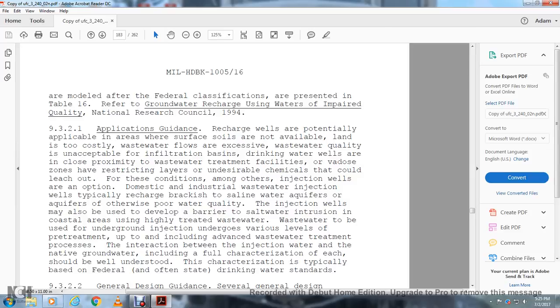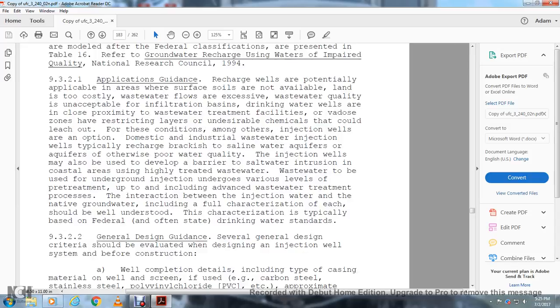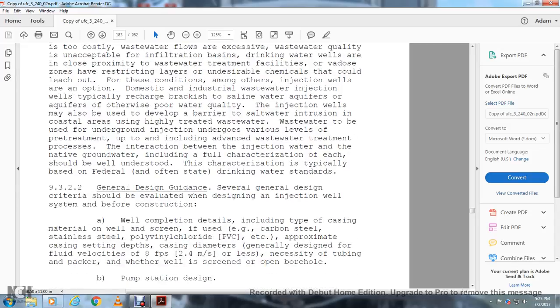Interaction between the injection water and the native groundwater includes the full characteristics of each, so we should well understand these characteristics, which are typically based on federal and often state drinking water standards.